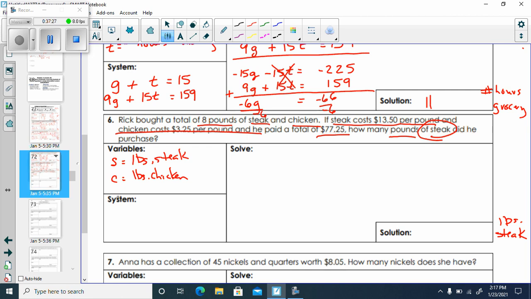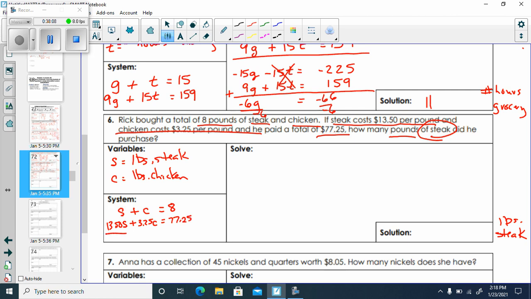Now let's write our system of equations. He bought a total of 8 pounds of steak and chicken. So if we add together the number of pounds of steak plus the number of pounds of chicken, I've got a total of 8 pounds. The steak costs $13.50 per pound, so $13.50 times the number of pounds of steak, plus the chicken is $3.25 a pound, $3.25 times the number of pounds of chicken would give me the total amount he paid, which is $77.25.